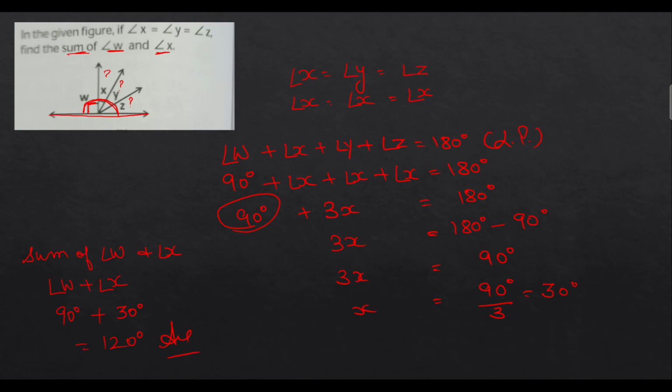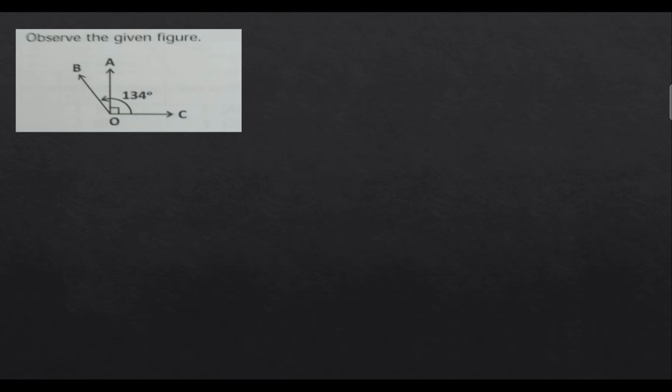Now let's try another one. Observe the given figure and you have to find out the value of this angle AOB. How will you find out this angle? Again, children, they have given you the value of the full angle, angle BOC. They have given this angle is 134 degree, right? For angle AOC, you can see they have put a mark of 90 degree. That means this is a 90 degree angle. You have to calculate BOA. You have to calculate this angle.